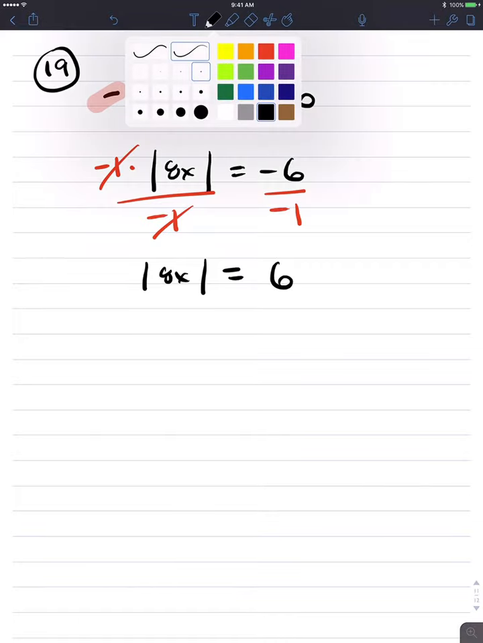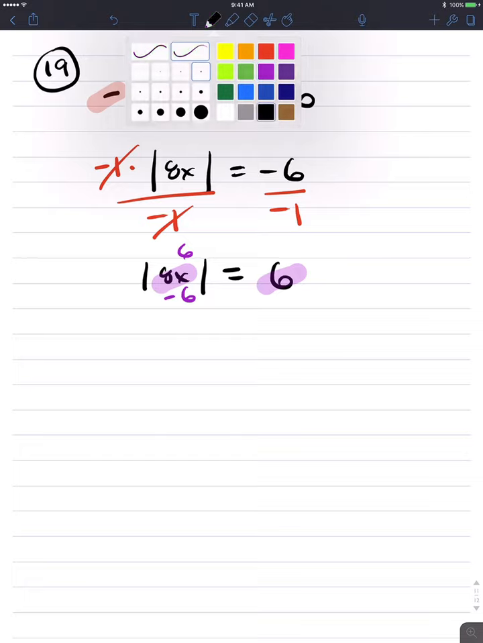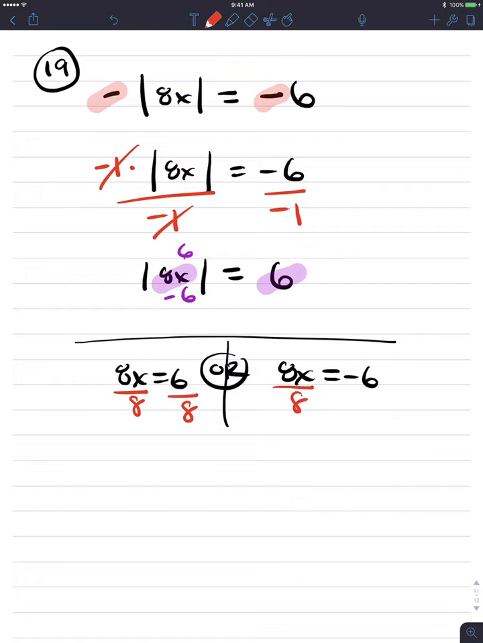So we're going to use our format. Now let's note what this really means again. 8x is 6, and it's positive 6. So 8x is going to be positive 6, or 8x is going to be negative 6. Let's use our T. 8x is positive 6, or your 8x is negative 6. We're going to divide both sides here by 8, since we're solving two linear equations for both equations here.